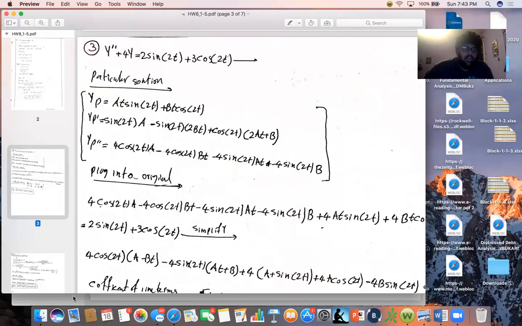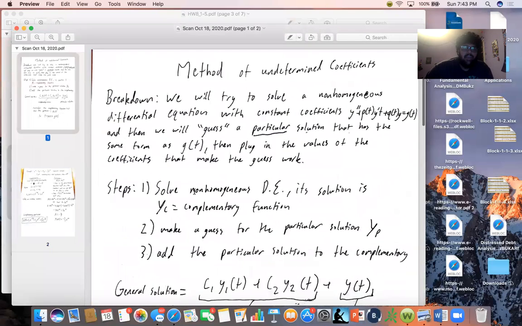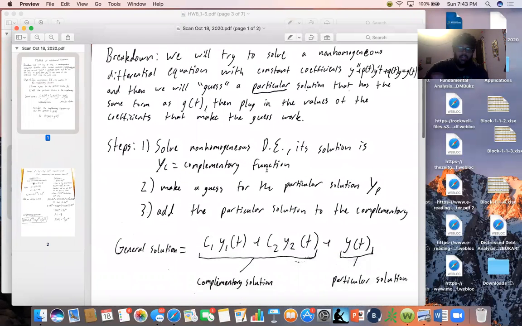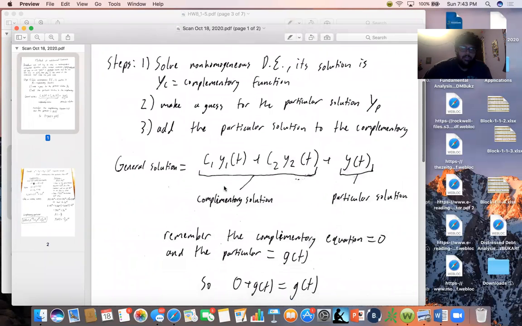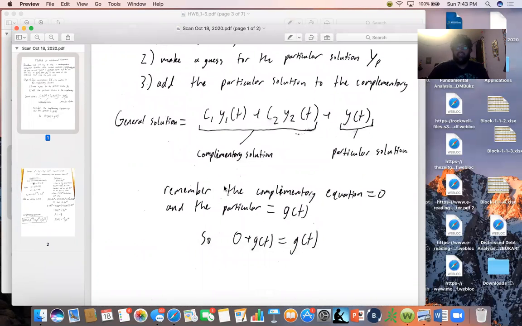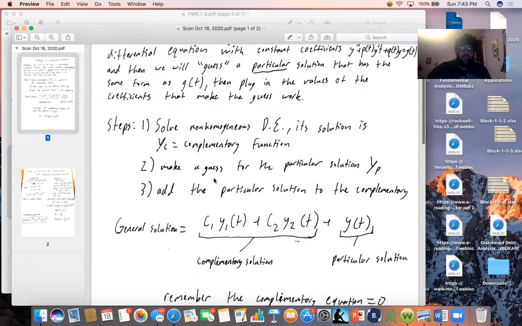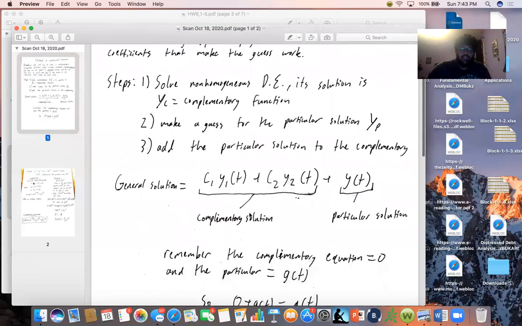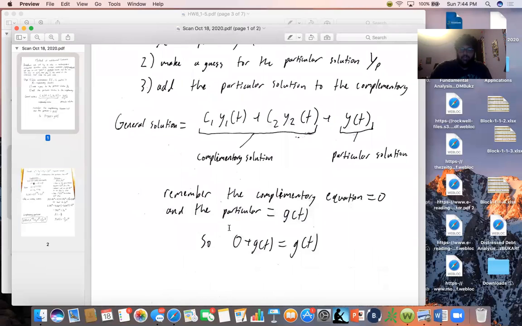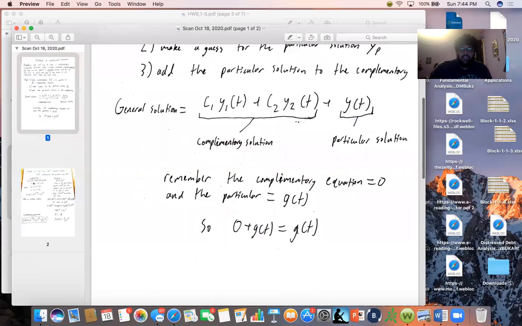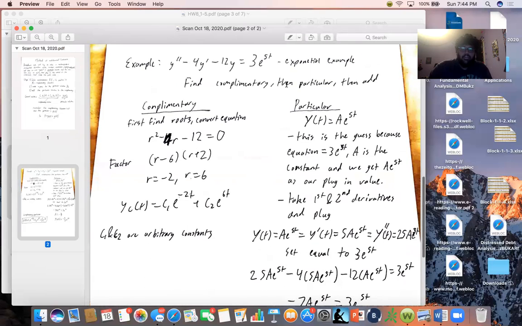So that's my breakdown of how I do the method of undetermined coefficients. Again, it's a really standard way to solve non-homogeneous differential equations, and it has a set group of steps that reduces it to where you can find a general solution by just doing algebra, if you follow the steps properly by getting the complementary solution and then your particular solution. And it works because the complementary equals 0 and the particular equals g(t), so 0 plus g(t) equals g(t). So I hope this helps.